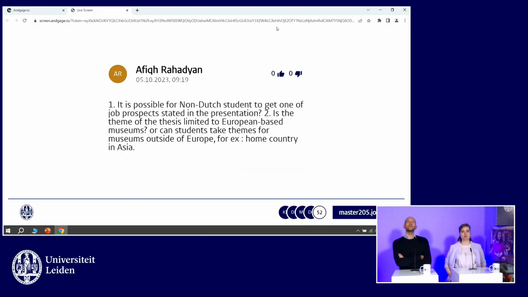Okay, so I've got two questions in this one. Is it possible for non-Dutch students to get one of the job prospects stated in the presentation? I assume that you mean job prospects in the Netherlands. What we notice in the Netherlands, for internships specifically, is that there are options for international students to pursue, but a lot of our institutions do ask for Dutch language skills. Yeah, it's better now than a few years ago. We do have possibilities for people who are not Dutch speaking, but indeed it is a challenge. It's a bit more of a challenge, so you should be prepared for that.